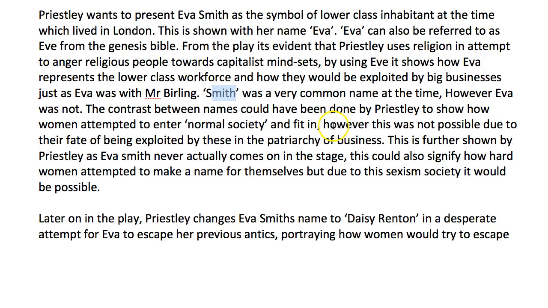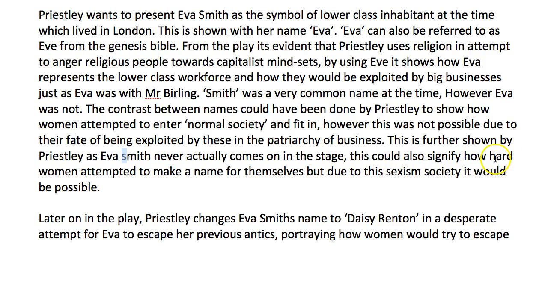However, again, full stop, capital H, comma, this was not possible due to their fate of being exploited by these in the patriarchy of business. Very clumsy phrasing again. Exploited by the patriarchy through men of business. This is further shown by Priestley as Eva Smith. You're really annoying the examiner now by, this is a level 2, I learnt this in year 5 skill, a name has a capital. And when you neglect that, it really does turn them against you. As Eva Smith never actually comes on in the stage, never actually comes on stage.